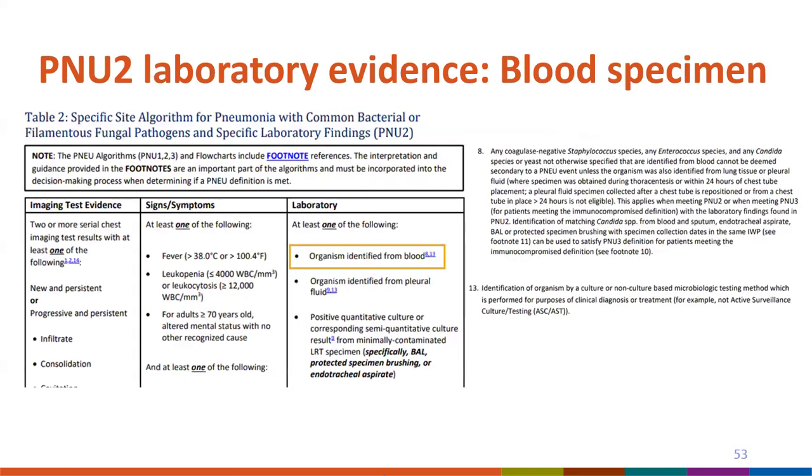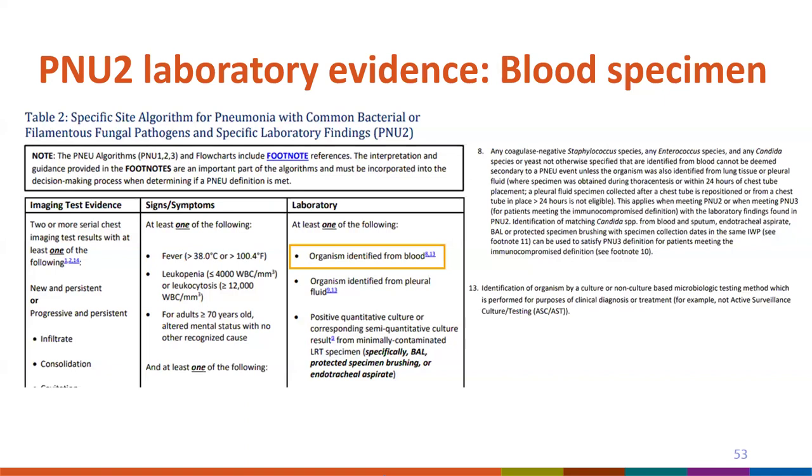So let's start looking at laboratory evidence from new2. The first laboratory element we'll review is organism identified from blood. If you have a blood specimen with an eligible organism for meeting new with a collection date in the new IWP, the eligible organisms in the blood can be used to meet the new definition, as long as the requirements in footnotes number 8 and number 13 are met.